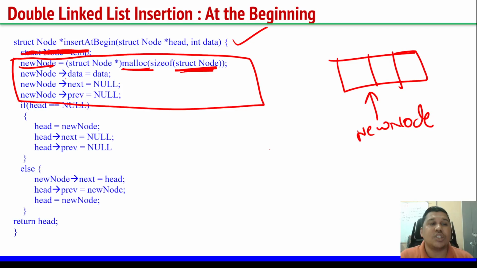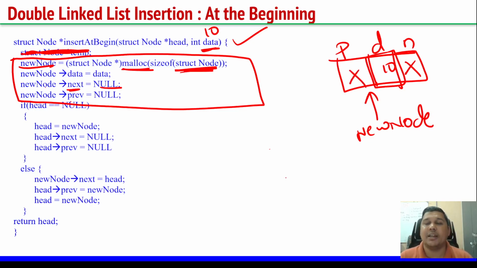Now new node's data, this is my data part, this is my next part, this is my previous part. In new node's data, I am putting the data which I am giving as the input. Let this be 10, so 10 comes here, because I am passing 10 as the parameter to the function. Now new node's next I am putting null, and new node's previous I am putting null. This way these 4 statements can create a node like this. Now you can think whether you want to insert this at the beginning, and you write that logic accordingly.